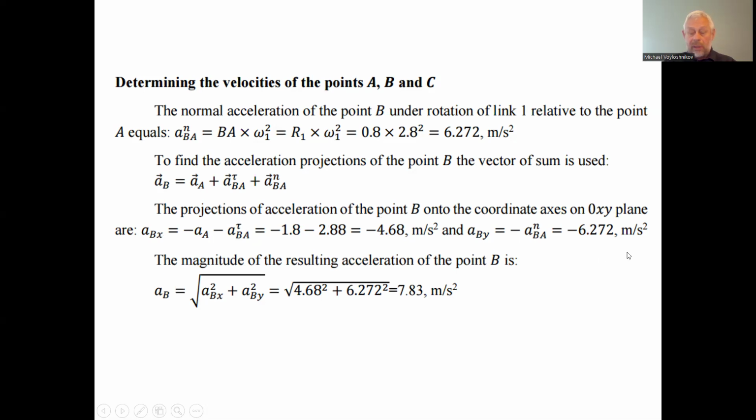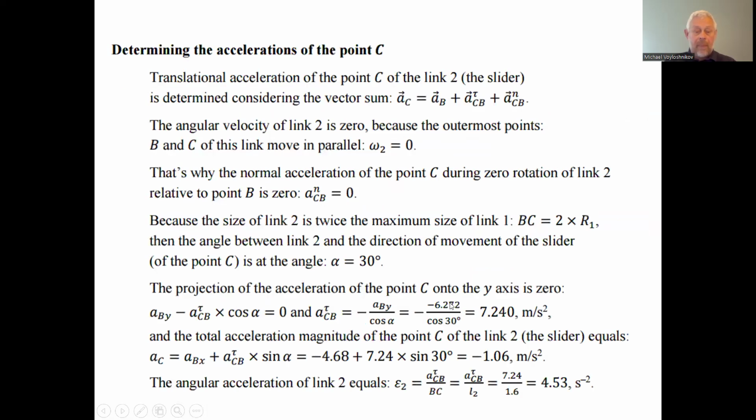The projection on the ordinate axis is only the component of the normal acceleration, 6.272, the normal acceleration of point B relative to point A. The magnitude of the resulting acceleration of point B is the square root of the sum of the squared components on the abscissa axis and the ordinate axis. We have 7.83 meters per square second.